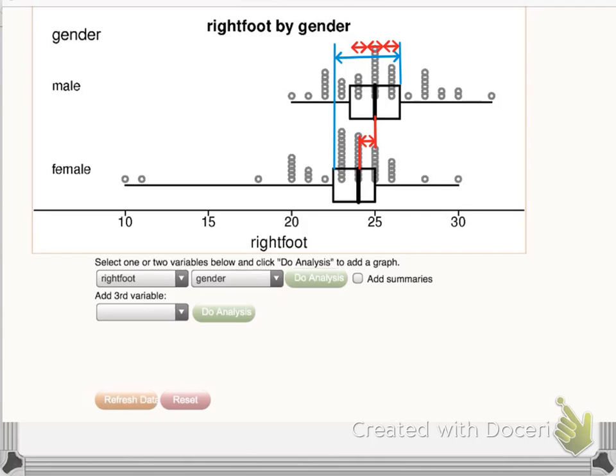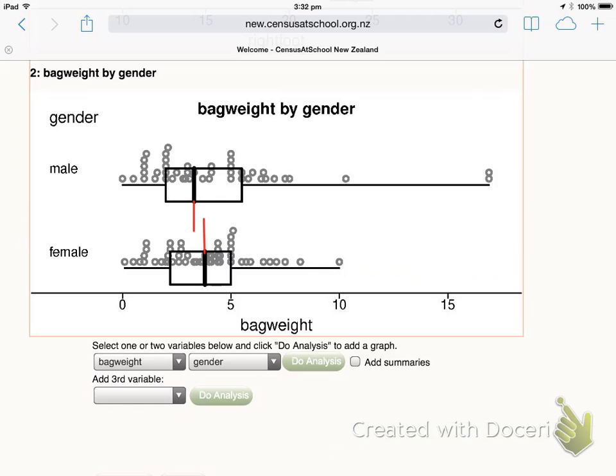And what I mean by too close to call, I'm saying it's too close to say whether males have longer right foot length than females back in the population, which, as I said, was Year 4 to Year 13 students in New Zealand. So we can't say for students in New Zealand whether males have larger right foot lengths or not.